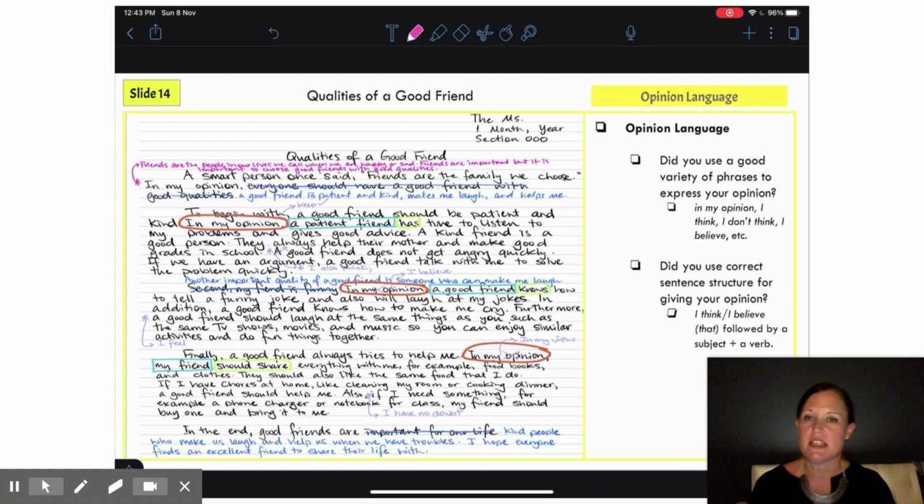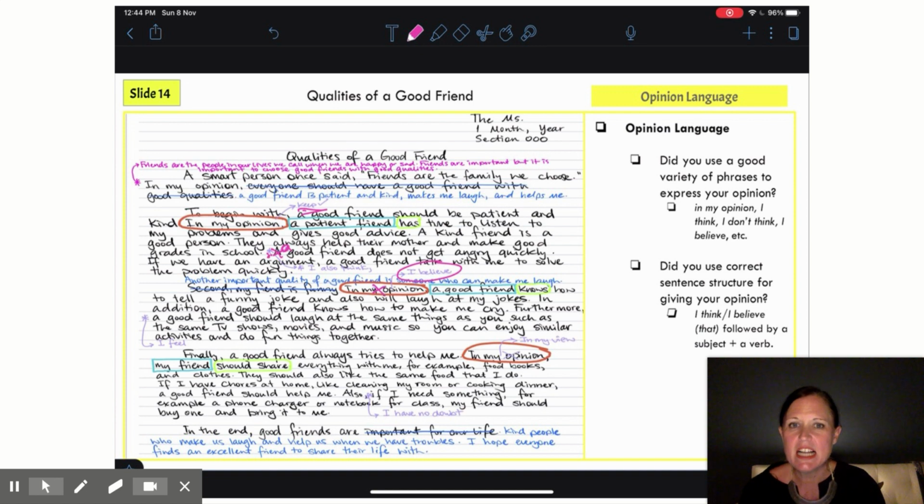So what I've done here is, I don't know if you can see it, it's a little light, but I decided to keep my first example here of in my opinion. And then I decided that right here in the middle of my paragraph, I'm going to add, I also think. And when I do that, I want to make sure that I get rid of that capital letter A and make a lowercase a, right? So that's for me to remember when I get to my final draft. Then in my second body paragraph, I decided I'm going to take out this in my opinion and change it to I believe. Just changed it.